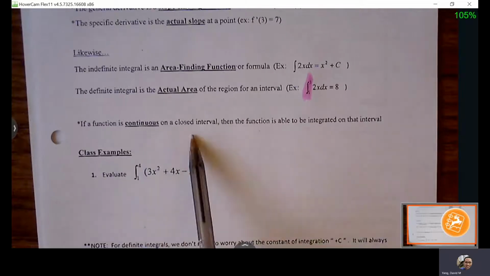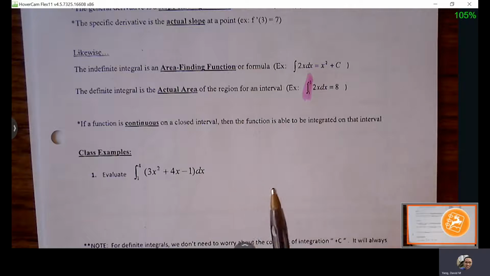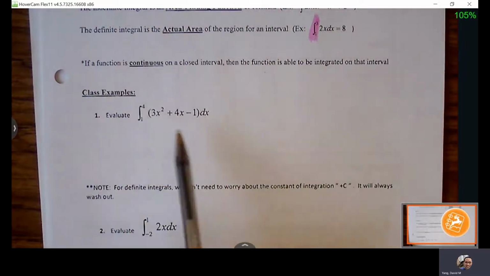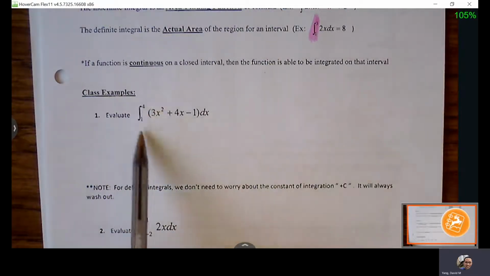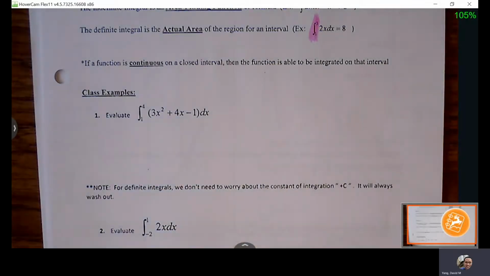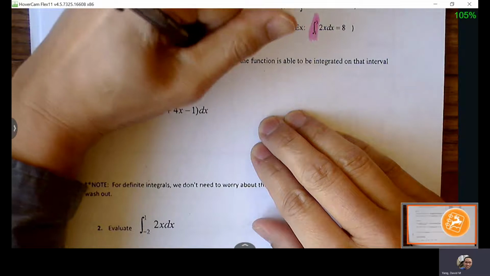Okay, if a function is continuous on the closed interval, then that function is able to be integrated across that interval or through that interval. Okay, so here is an example of that process. Let's say you want to evaluate the definite integral from 1 to 4 of 3x squared plus 4x minus 1 dx. Okay, let me write a version of the first theorem above so we can kind of reference it.